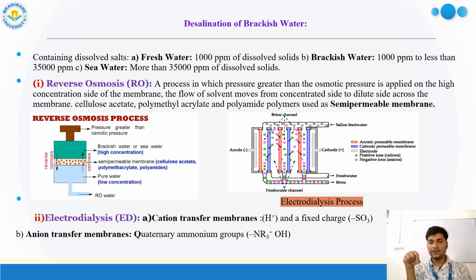Nowadays, I want to mention that for drinking purposes as well as industrial purposes, reverse osmosis is very essential. Another technique is electrodialysis. There we also use two types of membrane resin: a cationic transfer membrane resin and an anion transfer membrane resin. The cationic one has fixed SO3 minus groups with H plus, and the anionic one has NR3 plus with OH minus. So there are negative and positive heads.